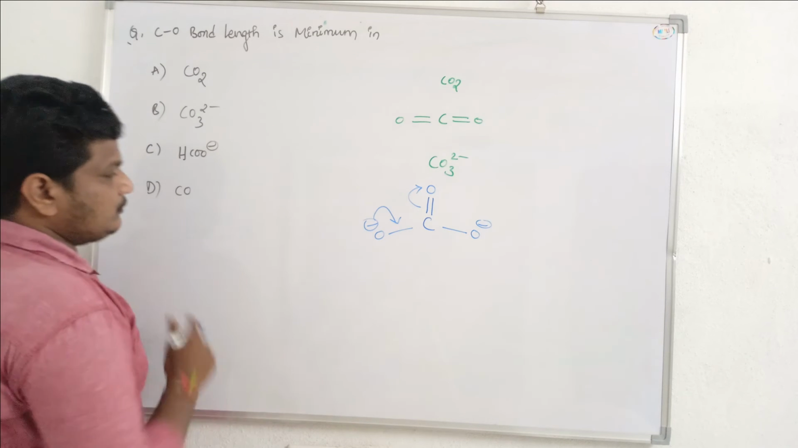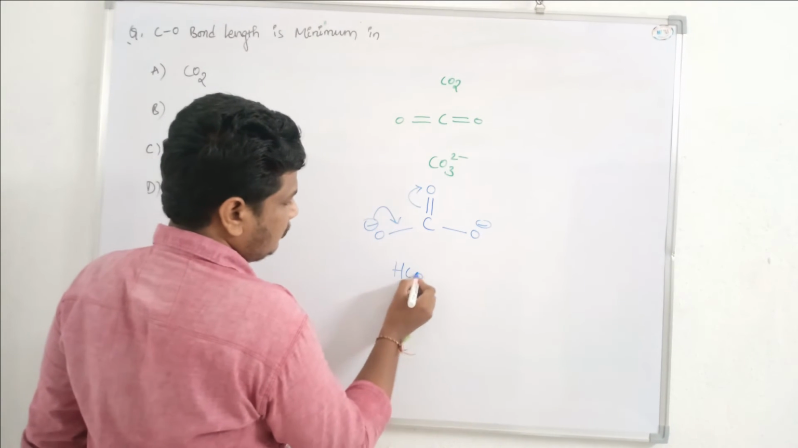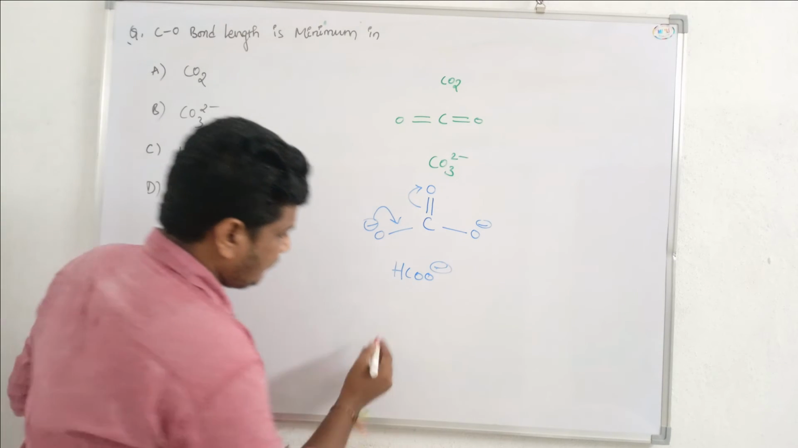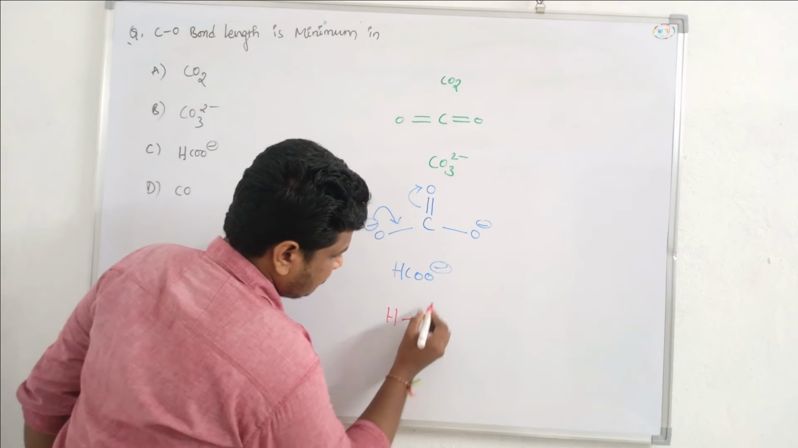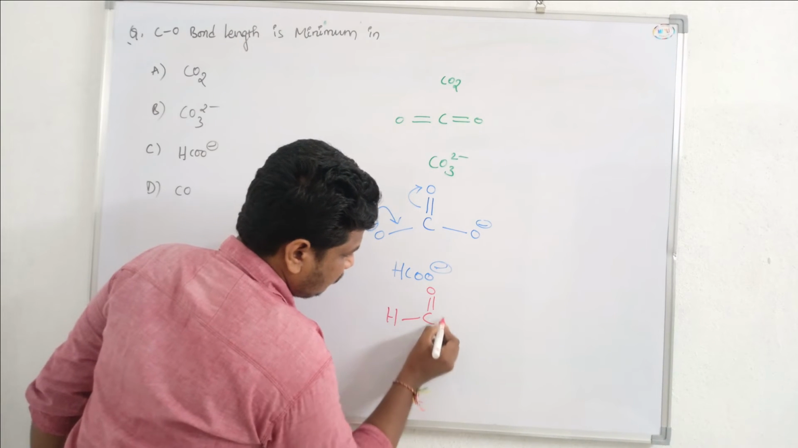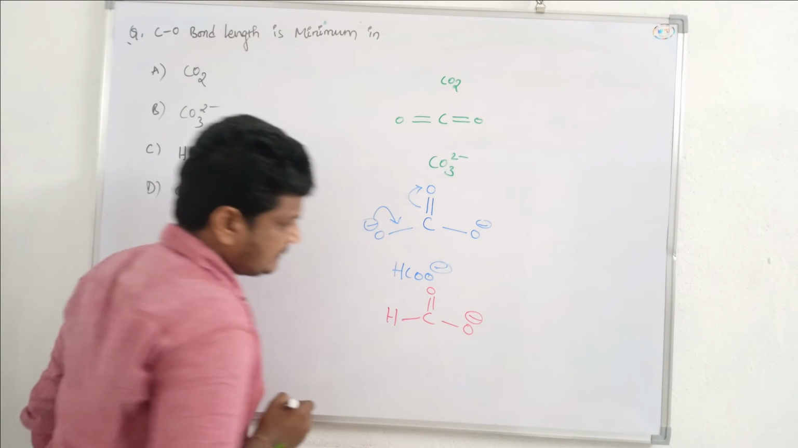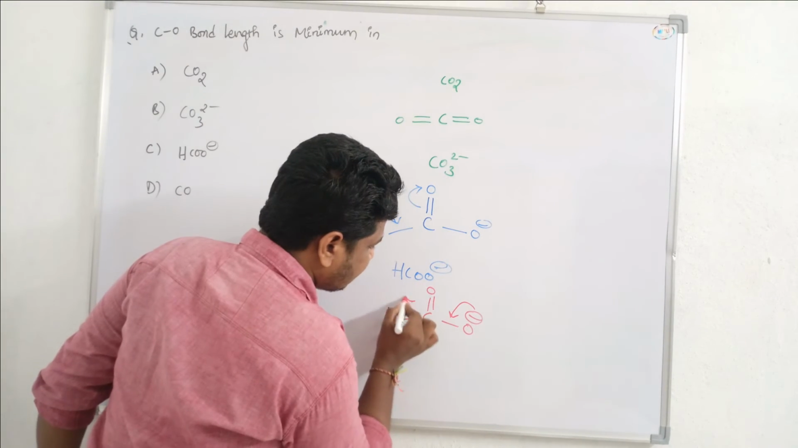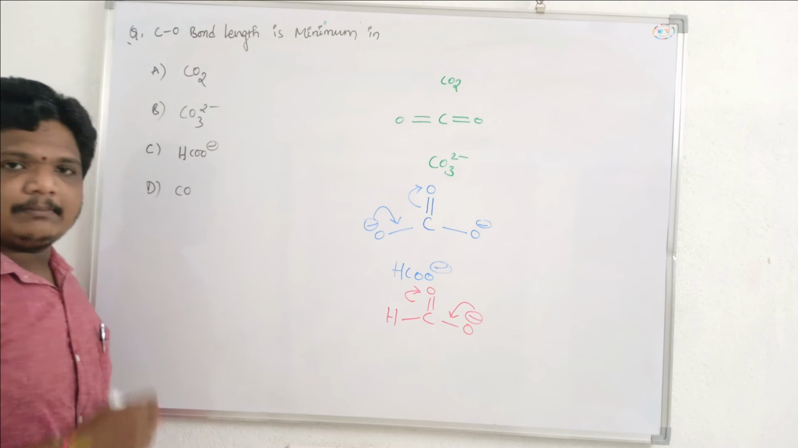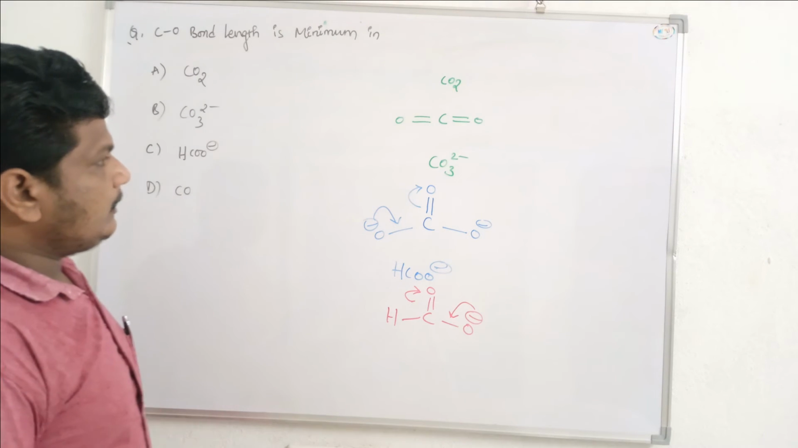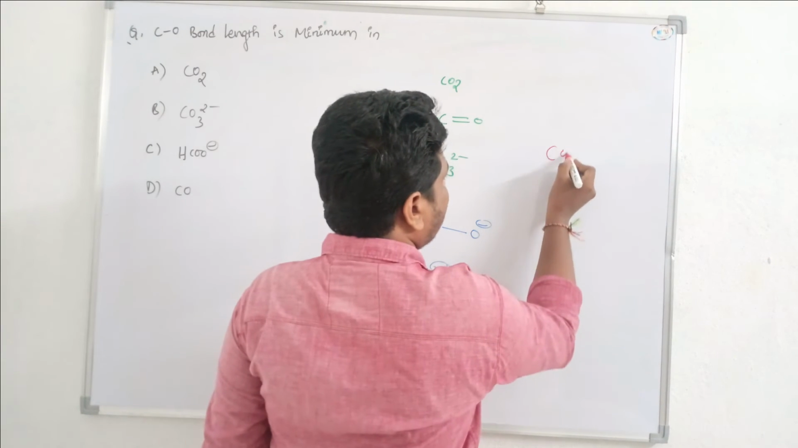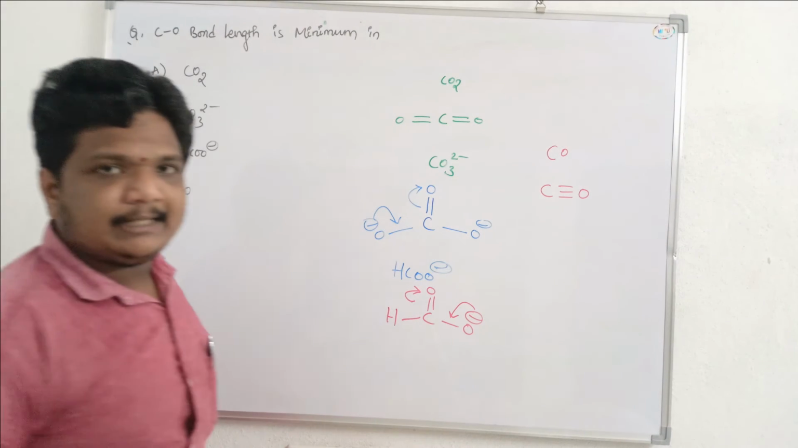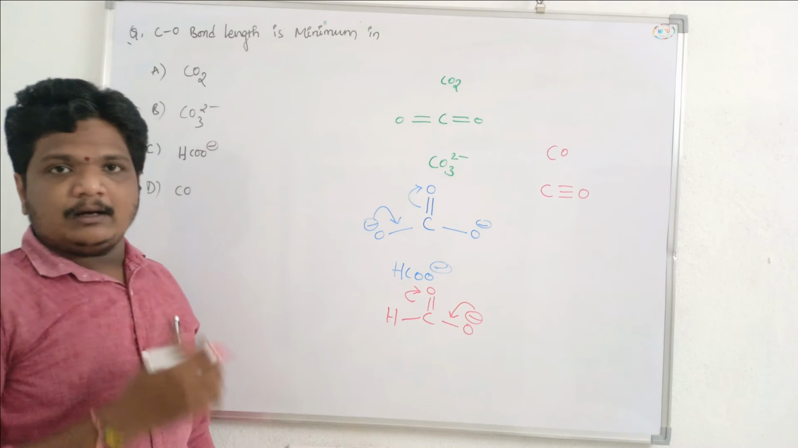Now let us see the next one, that is HCOO minus. In this HCOO minus, this is a hydrogen, this is a double bond O, and this is O minus. So this is HCOO minus. Here also there will be a partial double bond character between the carbon and oxygen. Now in the case of the CO molecule, we have C triple bond O. Here there is a triple bond between the carbon and oxygen.